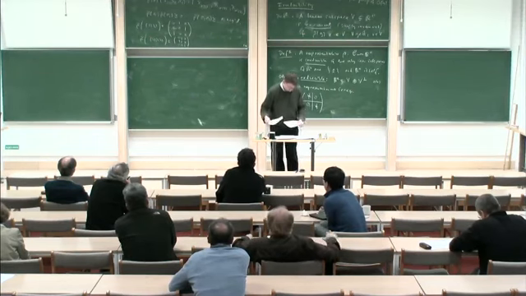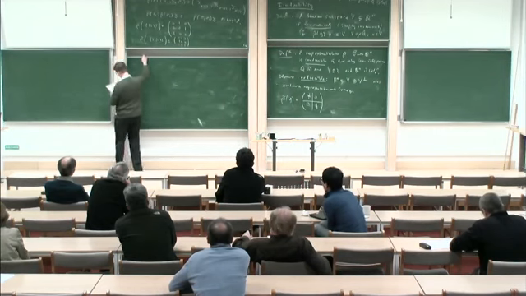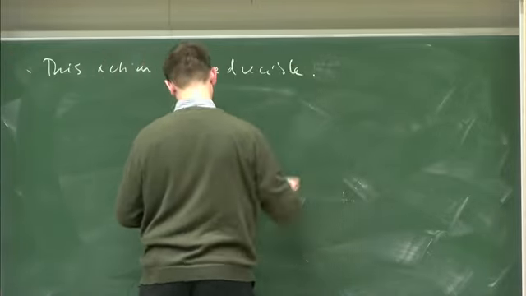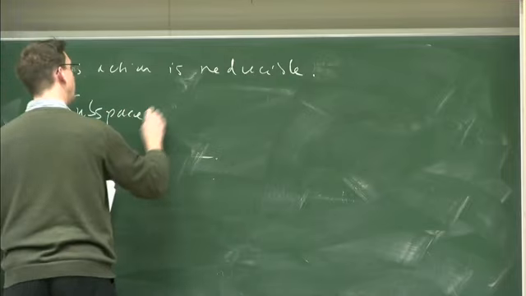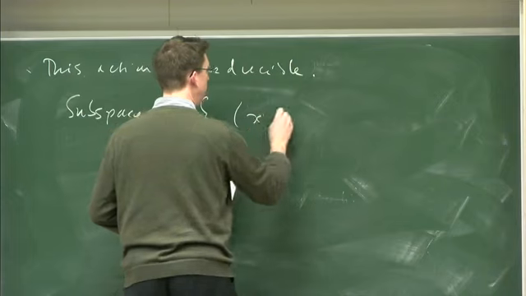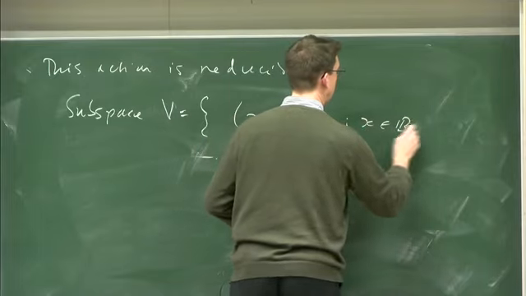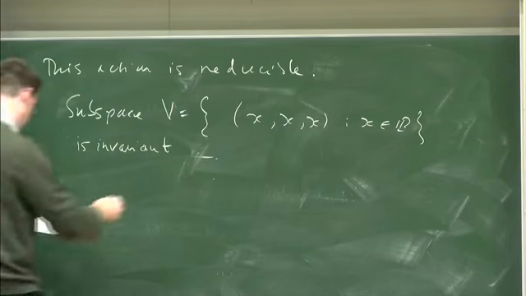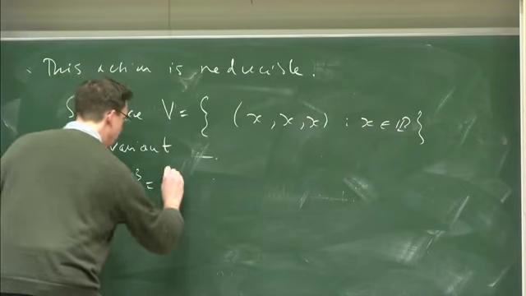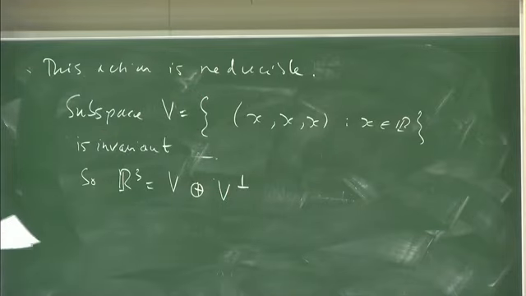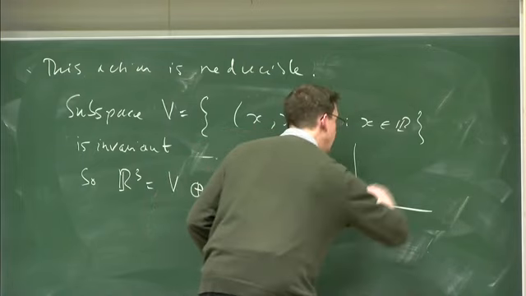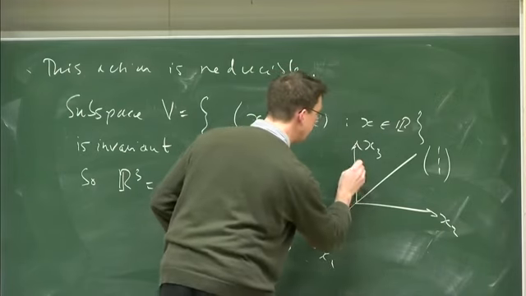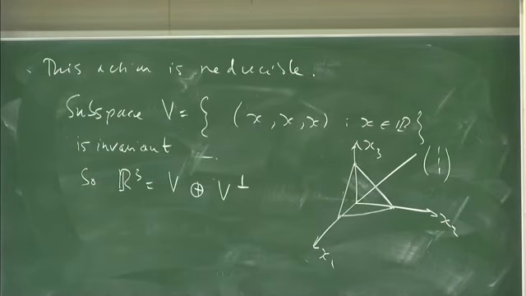So if I think about this as an action, this action is reducible, because there's a subspace V, which is the collection of points where all coordinates are the same. So it's a line in R3 that is invariant, and it's proper and non-trivial. So in fact R3 can be decomposed as V plus everything perpendicular to that line. In my coordinate geometry I have a 1, 1, 1 axis here, and then I have a plane of everything that's perpendicular to that normal vector.